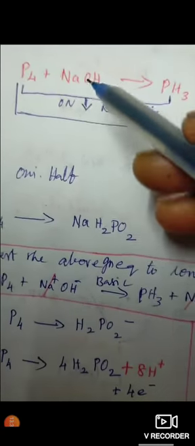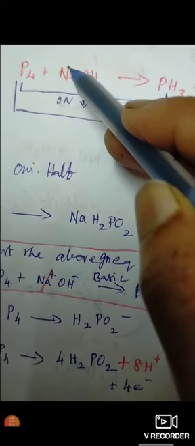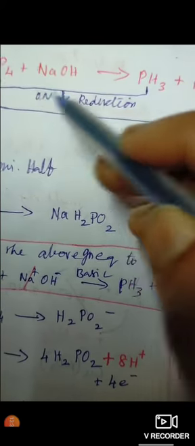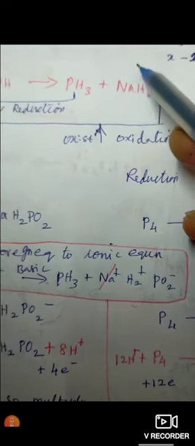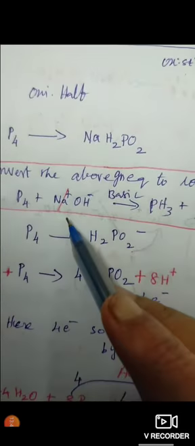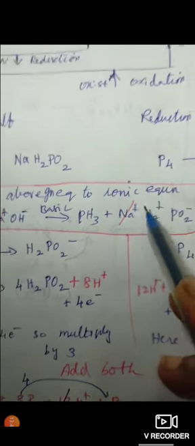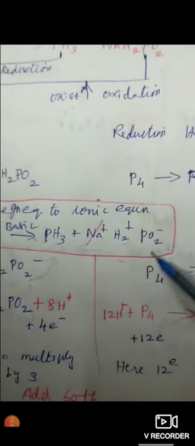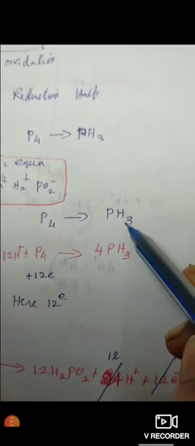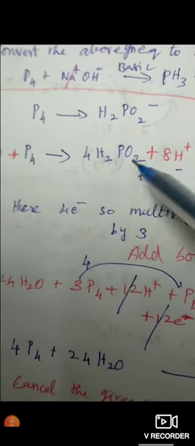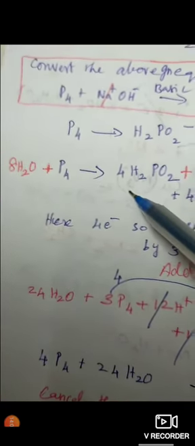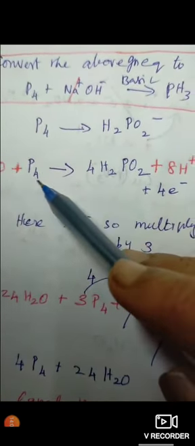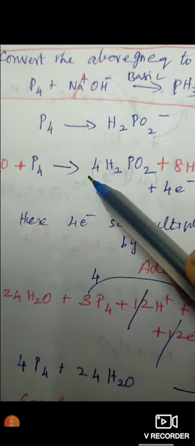When you see this ionic equation, NaOH is divided into Na plus and OH minus. Here also Na plus is there, so Na will get cancelled. So you can write this equation in such a way, Na you can cancel. So P4 gives H2PO2. Finally we can add this Na. So P4, PH3. So you can balance as it is, H2PO2. 4 P are there in P4, so we added 4P.